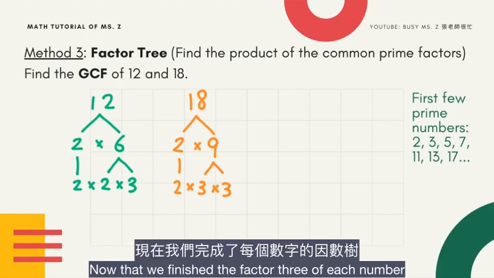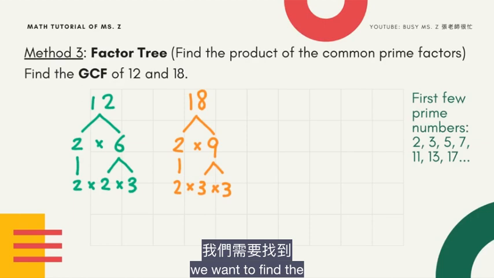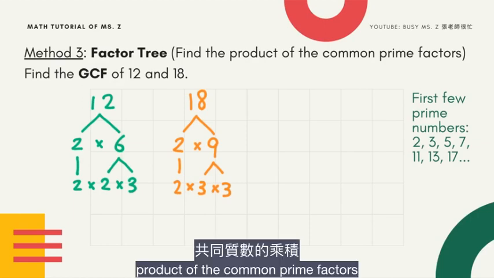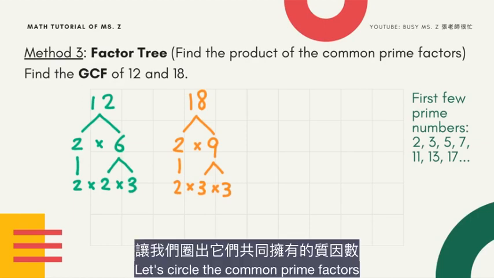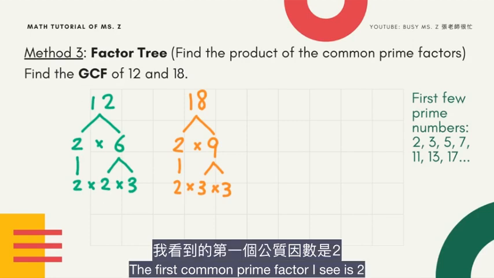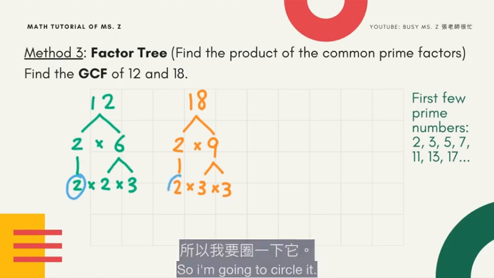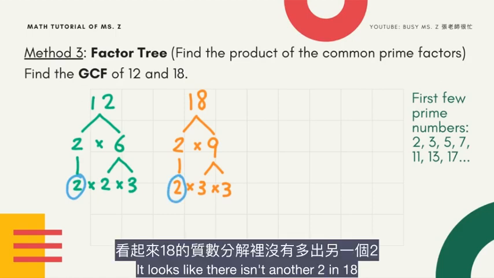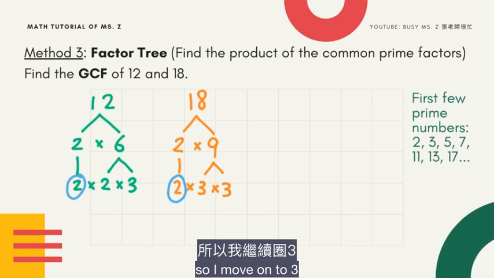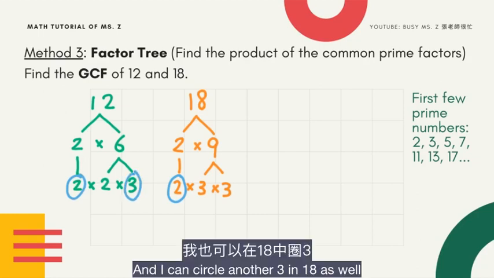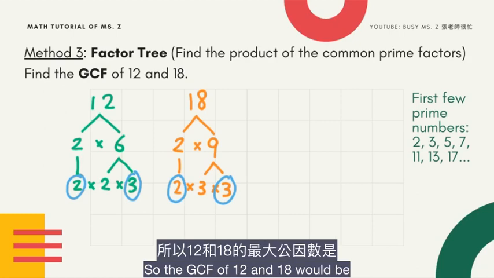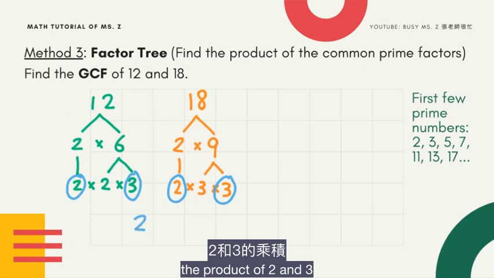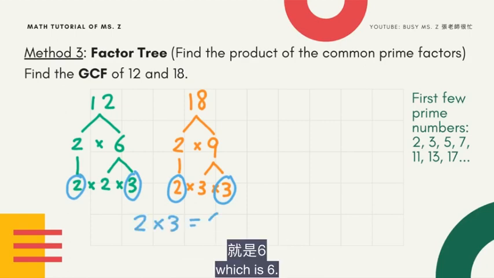Now that we finished the factor tree of each number, we want to find the product of the common prime factors. So let's circle the common prime factors. The first common prime factor I see is 2, so I'm going to circle it. And it looks like there's not another 2 in 18, so I move on to 3. And I can circle another 3 in 18 as well. So the GCF of 12 and 18 would be the product of 2 and 3, which is 6.